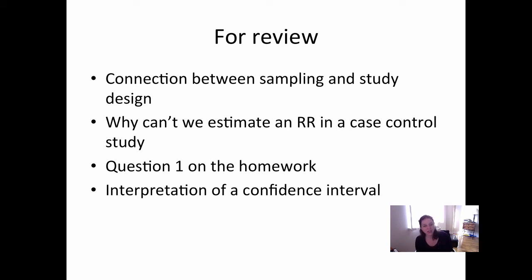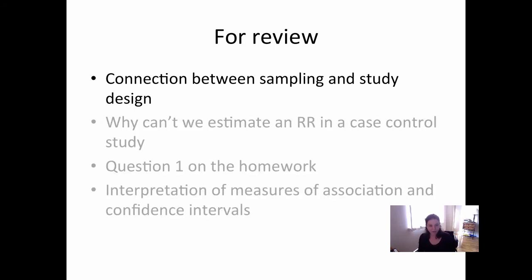So I'm going to quickly today go through four basic concepts. One is the connection between sampling and study design. Another is why we can't estimate a risk ratio in a case control study. I'm going to go through question one on the homework because the TAs indicated that there were some widespread issues with that question. And then I'm going to talk a little bit about both the interpretation of the confidence interval and the interpretation of measures of association and what should be included in that.